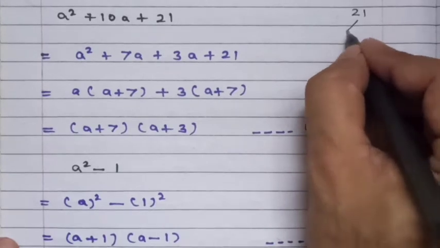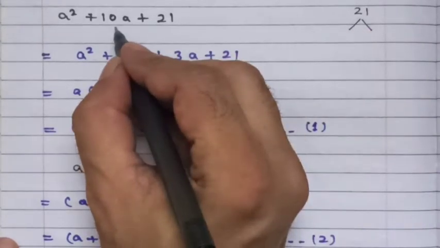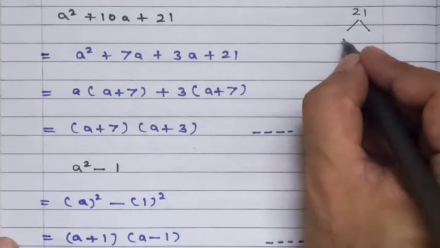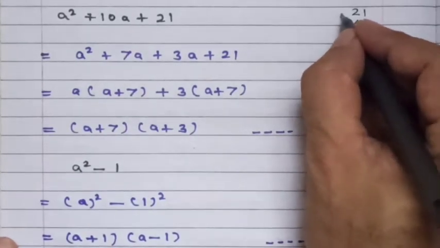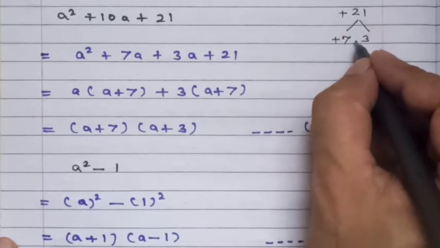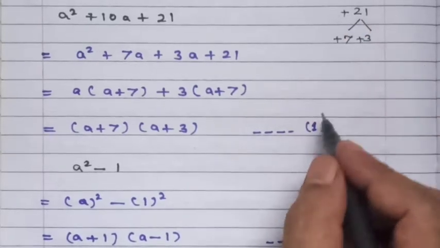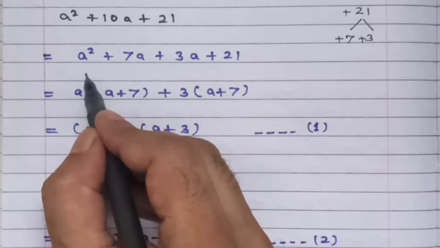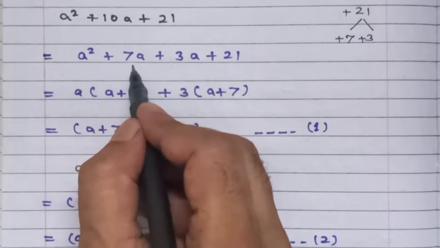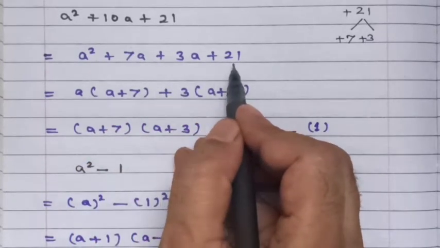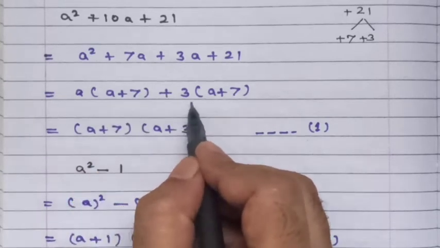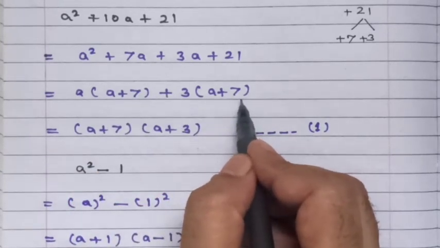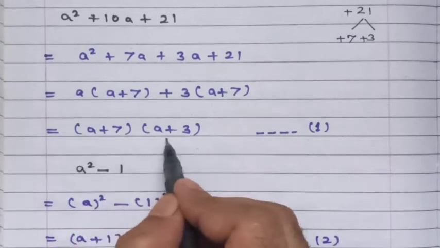Try to take factors in such a way that the total is 10. So 7 3s are 21, and 21 is plus. So here plus 7 and plus 3. So you have factors plus 7 and plus 3. Split the middle term and write a square plus 7a plus 3a plus 21. Take a common: a plus 7, plus 3, a plus 7. That will give you (a plus 7)(a plus 3). Number 1.